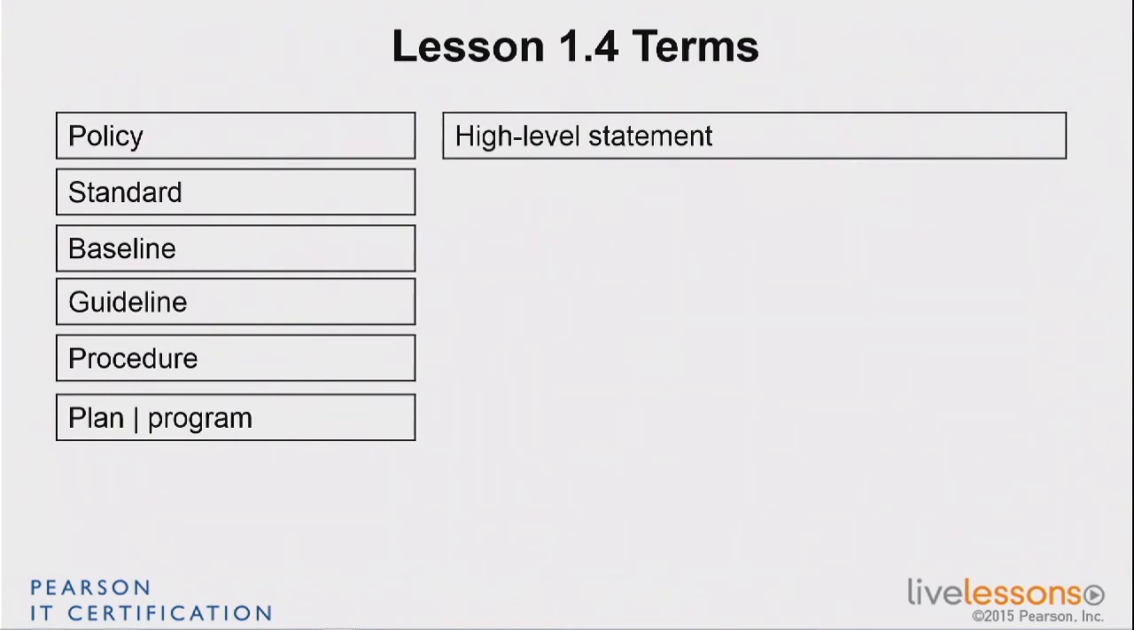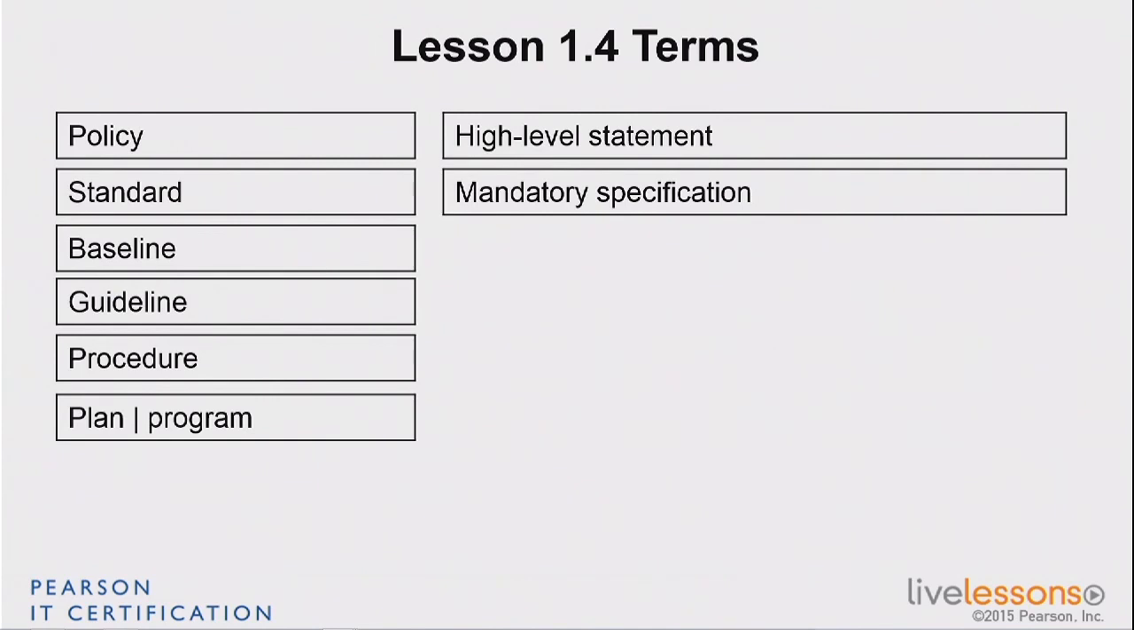The first is our policy. Again, our policy is a high-level statement. Our policies are going to be reviewed and authorized by our governing body. They set the stage. A standard is a mandatory specification. It is how we're going to implement the policy.